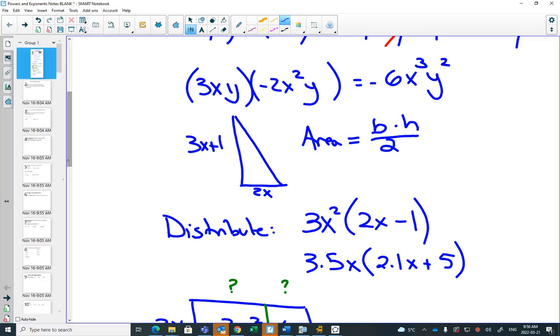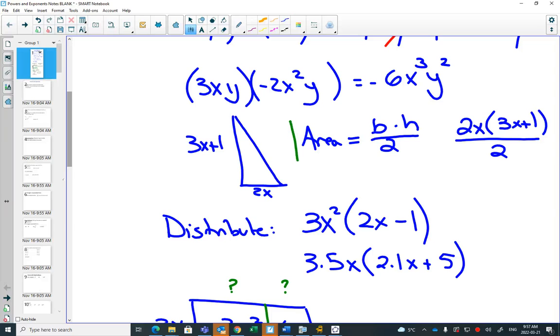How do we multiply this? This would be base times height divided by 2. So my base is 2x. My height is 3x plus 1. I'm dividing that by 2. Okay? Base is 2x. Height is 3x plus 1 divided by 2.